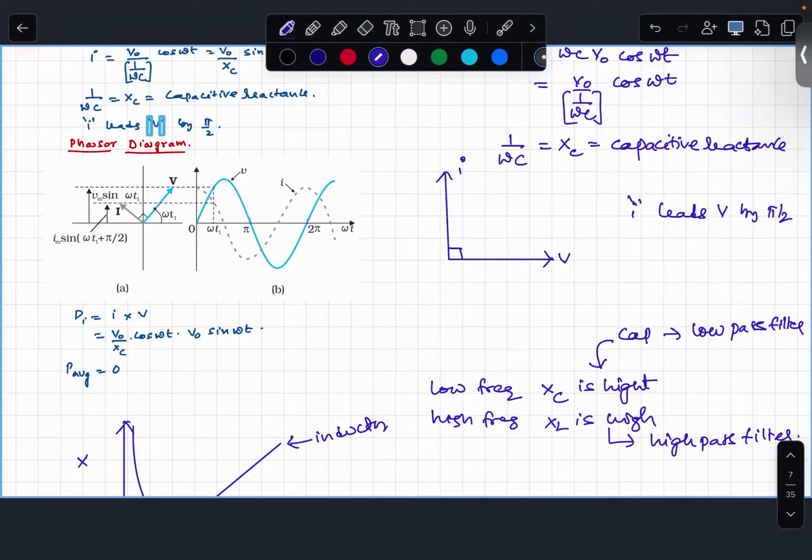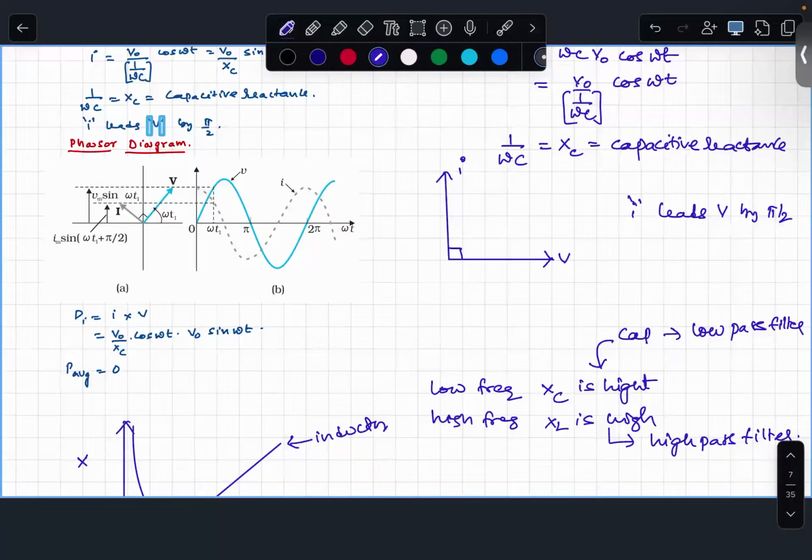Basically, what I am understanding here is that low frequency offers high reactance in a capacitor. Similarly, in case of an inductor, high frequency offers high reactance. Suppose there is AC and DC, and I want to filter AC from DC. Now tell me, what is the best choice? I can use an inductor. So through an inductor, AC will not pass and DC will pass.